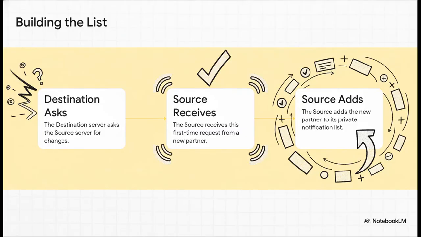Now here's the part that might surprise you. You'd think the source server, the one with all the data, would be the one starting the conversation. But nope, it's actually the other way around. The destination server makes the first move. It reaches out and asks for changes. The source then goes, "Oh, a new partner?" and adds it to that private notification list we were talking about.